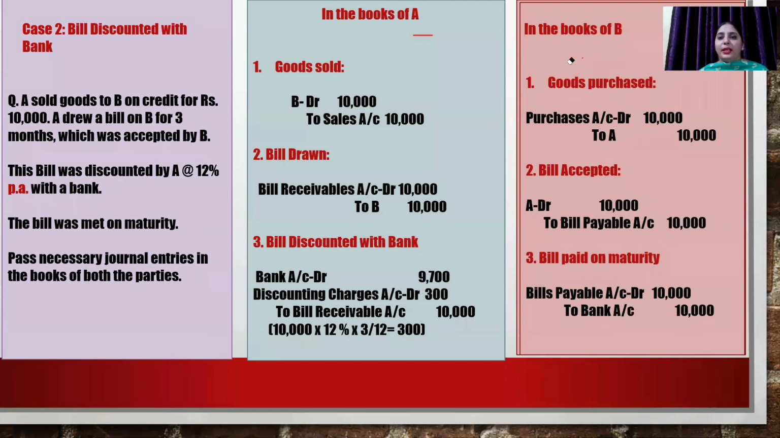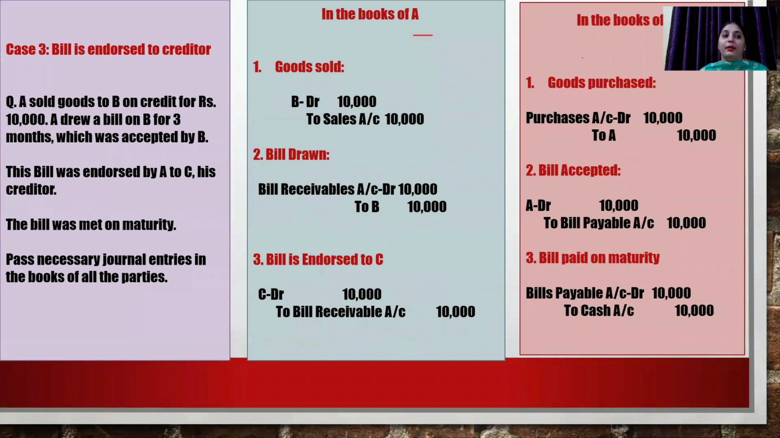Coming to our next case, when the bill is endorsed to creditor. It is not that A will only be a creditor to B. As we have trading relationship, to one party we can be a buyer, but at the same time for another party we could be a seller. So here A is also having a creditor whose name is C. Let us read the question.